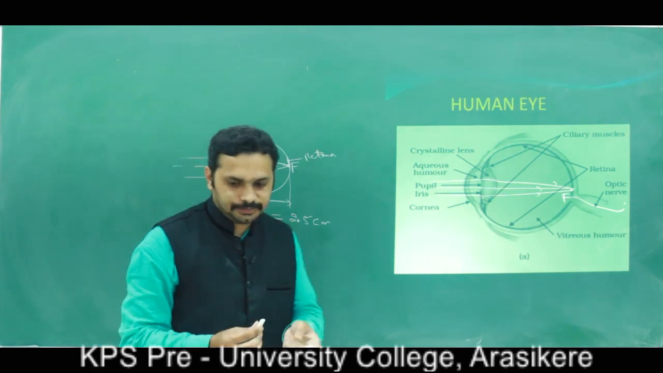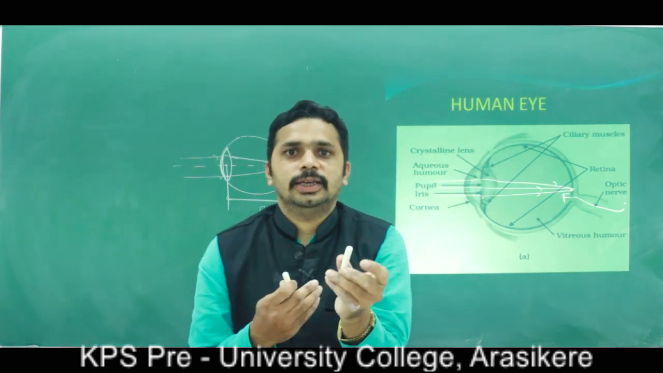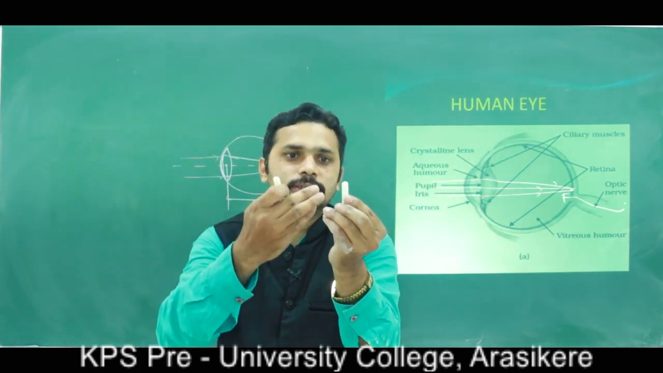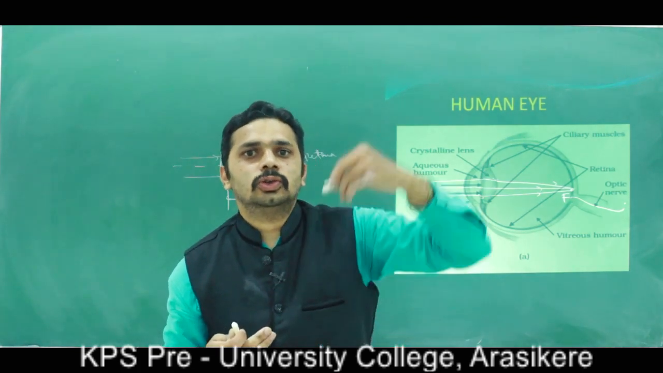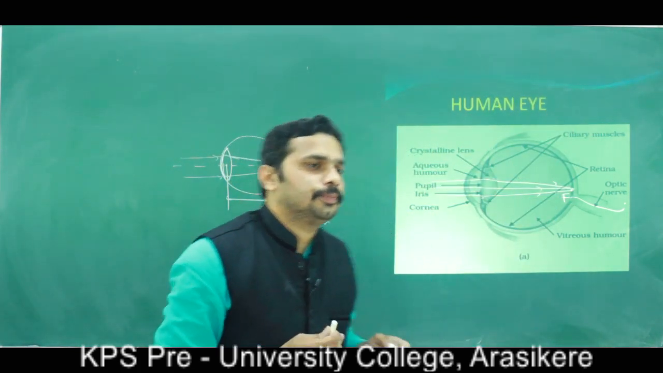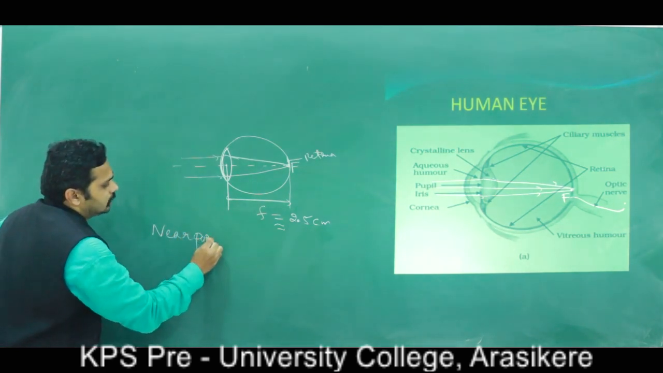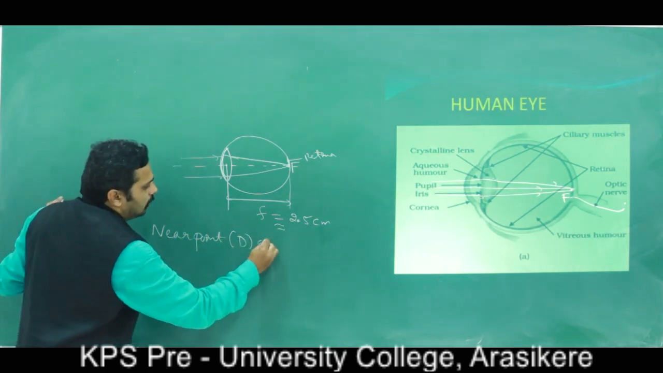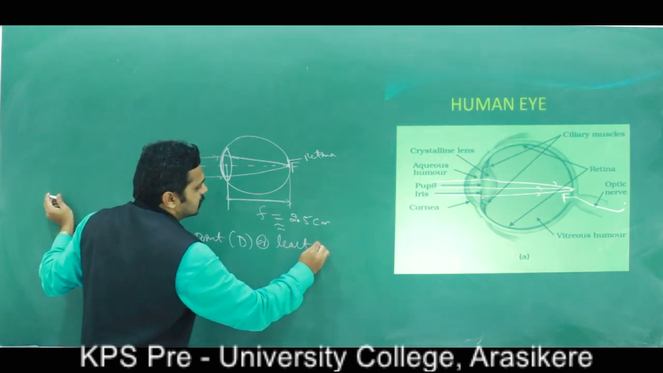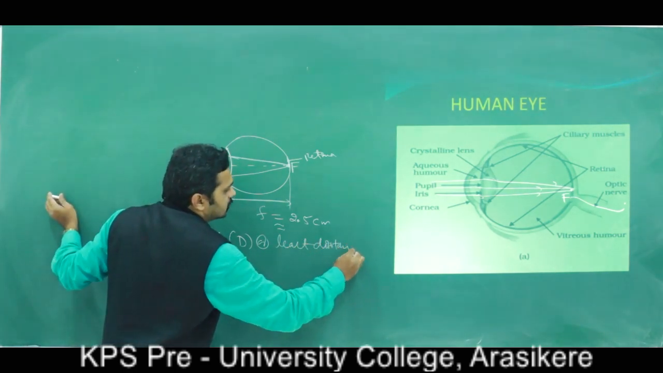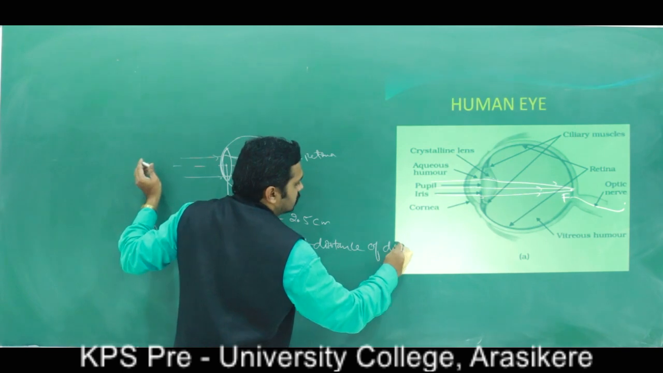Now look here. Our eye has the ability to focus the near point and also the far point. What is the near point, or the least distance of distinct vision?